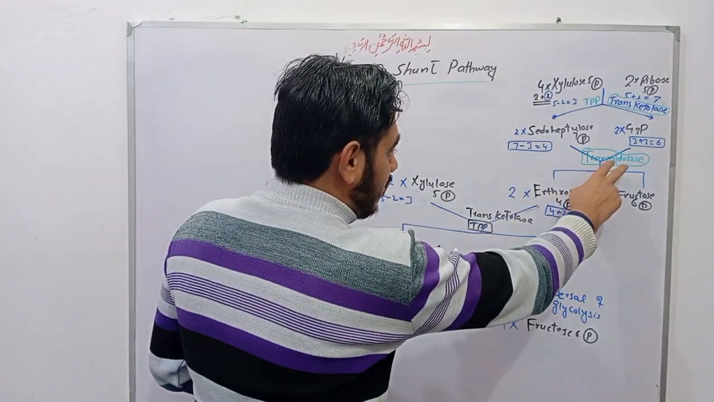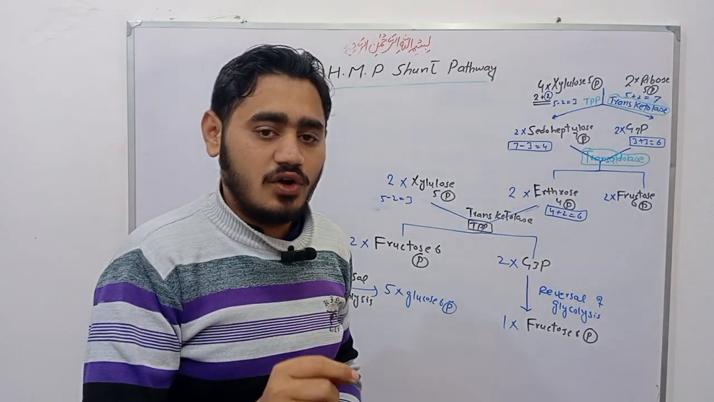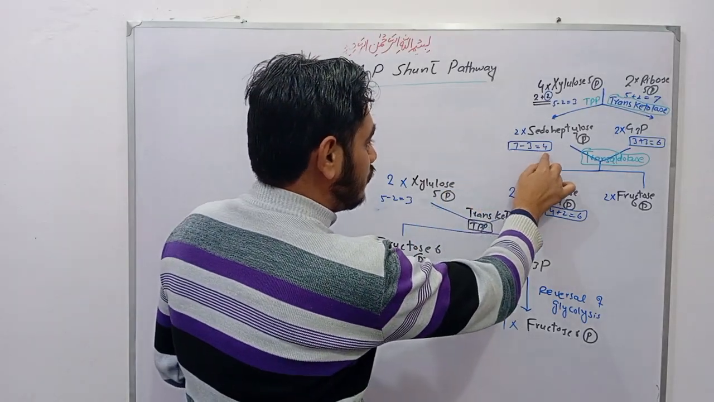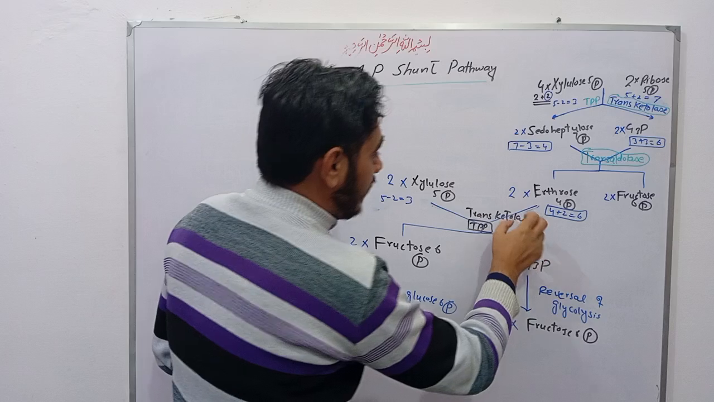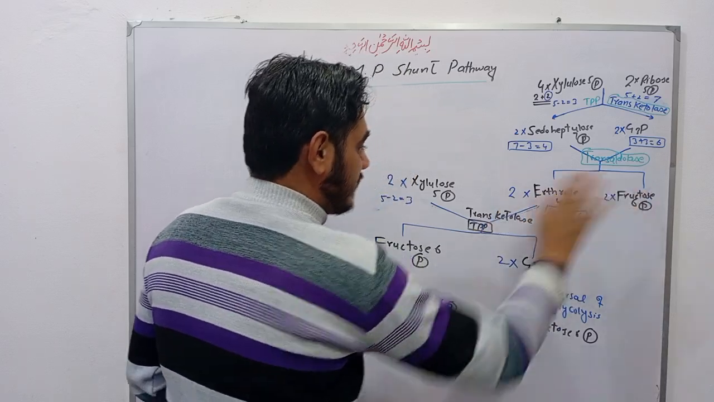Now, this is the action of transaldolase enzyme, and with the help of this enzyme, there is a transfer of only 3 carbon from keto sugar to aldo sugar. 7 minus 3 is equal to 4, and 3 plus 3 is equal to 6. It is a keto sugar, it is an aldo sugar. There is a formation of erythrose 4 phosphate and fructose 6 phosphate, 2 molecules on each side.